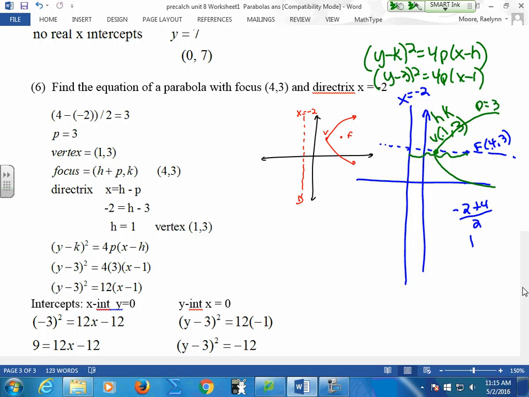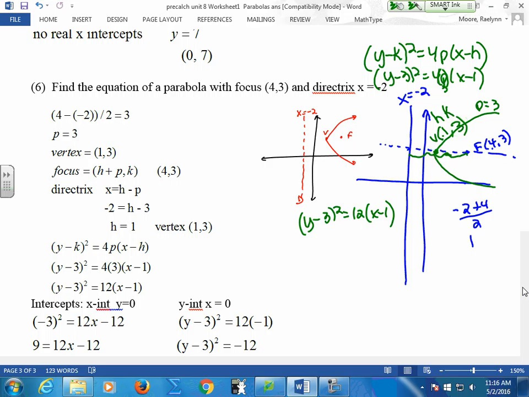Is P positive or negative? Positive, because I'm opening to the right. So I plug P in here, and so then I get y minus 3 squared equals 12, x minus 1. P is the distance from the focus to the vertex, so it was easier just to say 4 minus 1 and get 3.